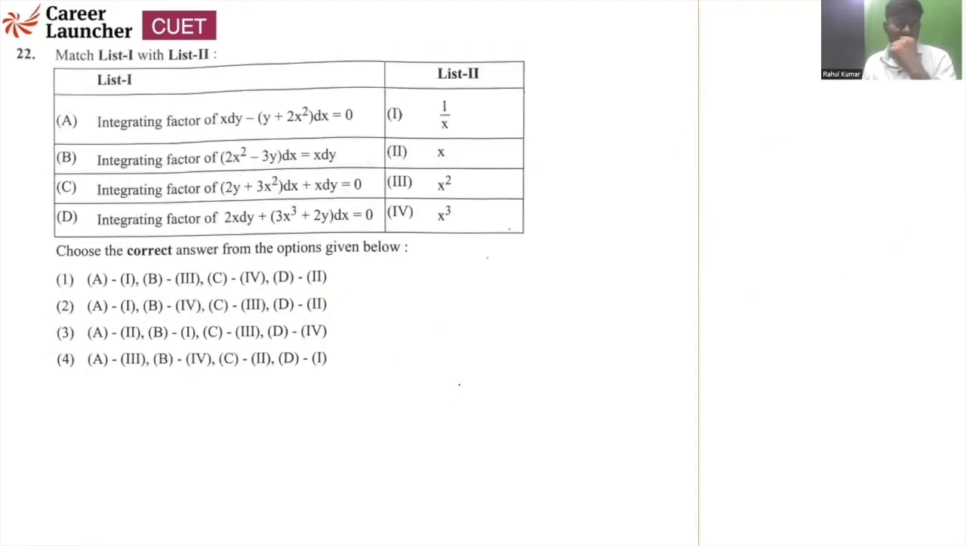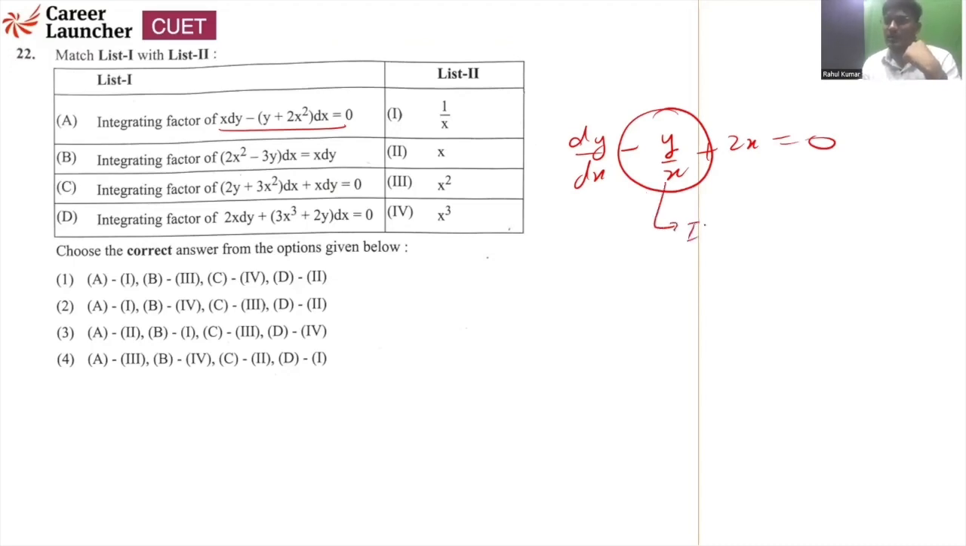Now we have the next question. We need to find the integrating factor of the following. If you see the options, you have 1, 1, 2, 3. Is there any option which contains only a single type of answer? No. So we have to go with two options. Let's solve this problem. Let's simplify the first one. I will write dy by dx minus y by x plus 2x is equal to 0. I am only concerned about this thing because this will provide me the integrating factor. So it will be e to the integration of minus dx by x, which is e to the power log x inverse. So x inverse, which is 1 by x, is the answer for this one. So D is matching with the first one.